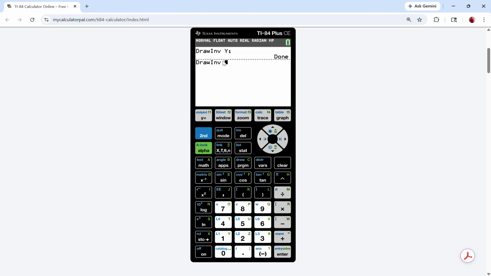As you can see, I was already playing with this, but the way I got to that y1 is I went to alpha, the green one, and then trace, because I wanted to go to F4. And you can see it has all of your y's listed. That's under y equals. And I want to do y1. And so when I do y1, I hit enter.